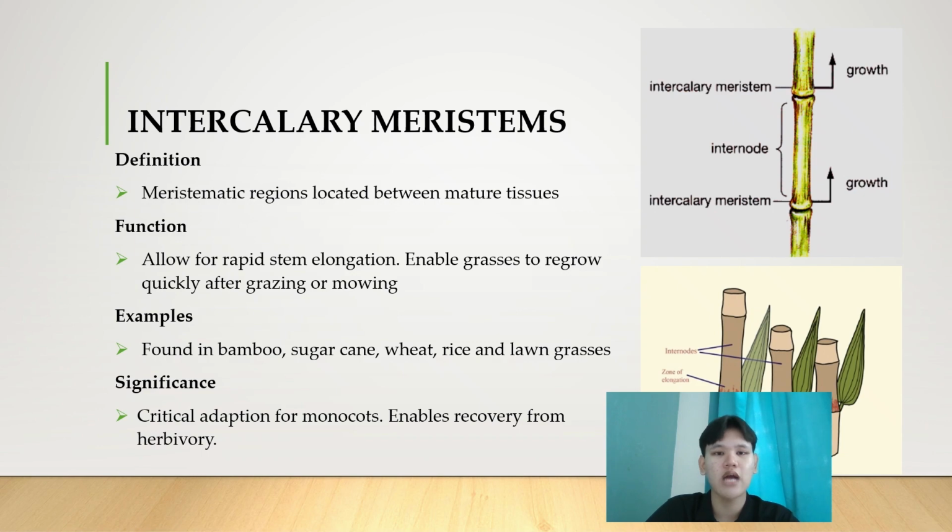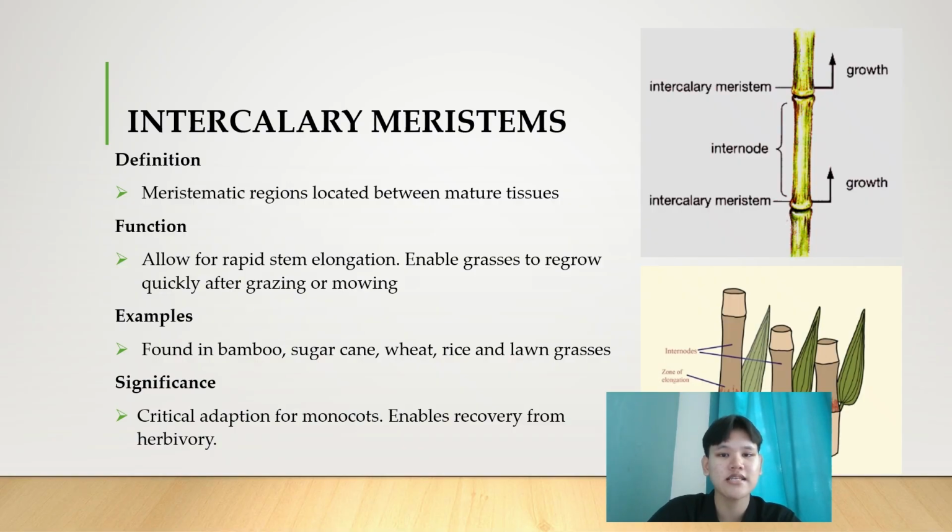So today I will present about intercalary meristems. First is definition. Meristematic regions located between mature tissue, especially at the bases of nodes and leaf blades in grasses and related plants. The function is to allow for rapid stem elongation.